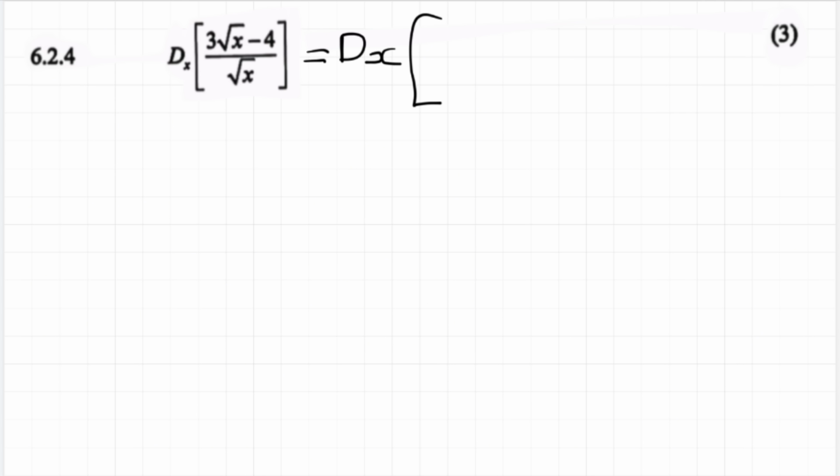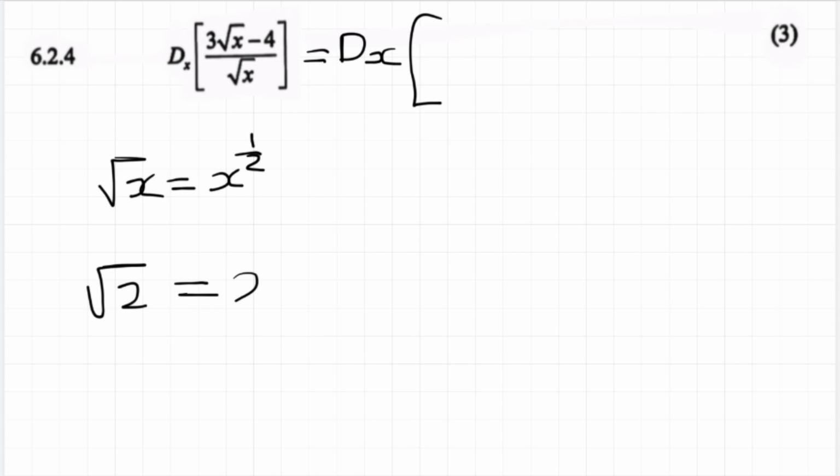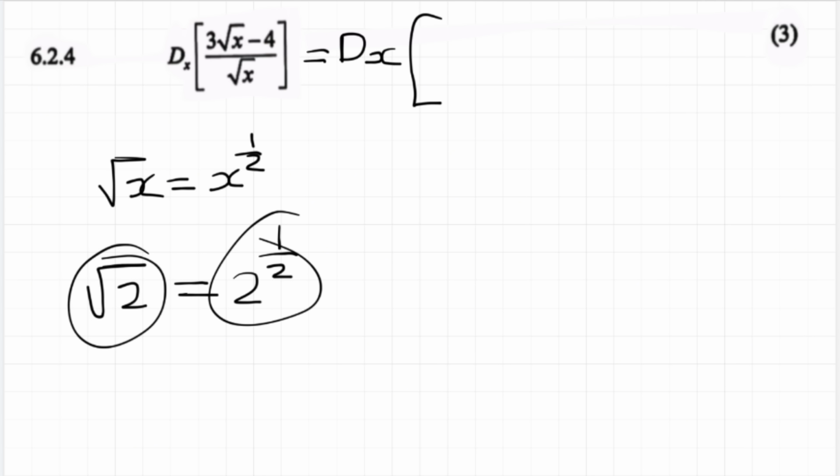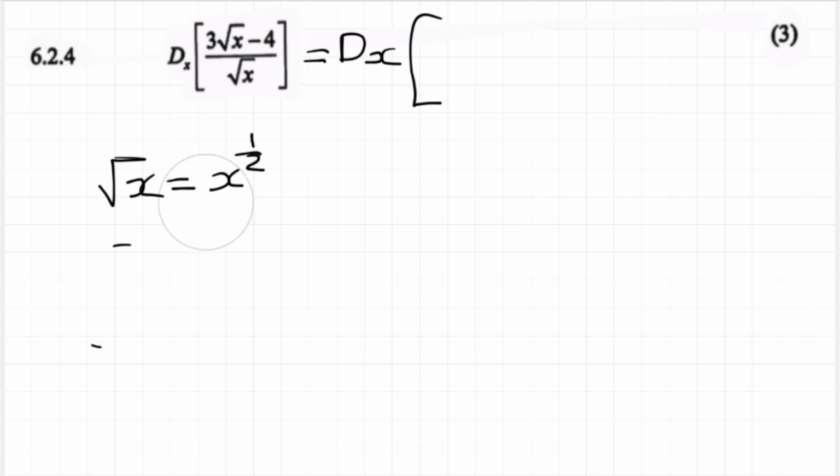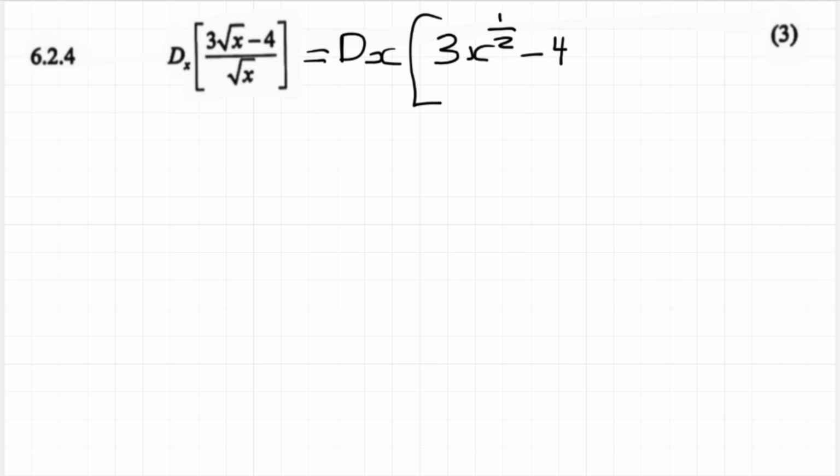So this thing is the same as root of x is the same as x to the power 1 over 2. Why is this so? It's because even root 2 is the same as 2 to the power 1 over 2. If you don't believe me, you can go and do this on a calculator. You're going to find that this is the same. So I'm going to put 3 the same, and then x to the power 1 over 2, minus 4, over x to the power 1 over 2.